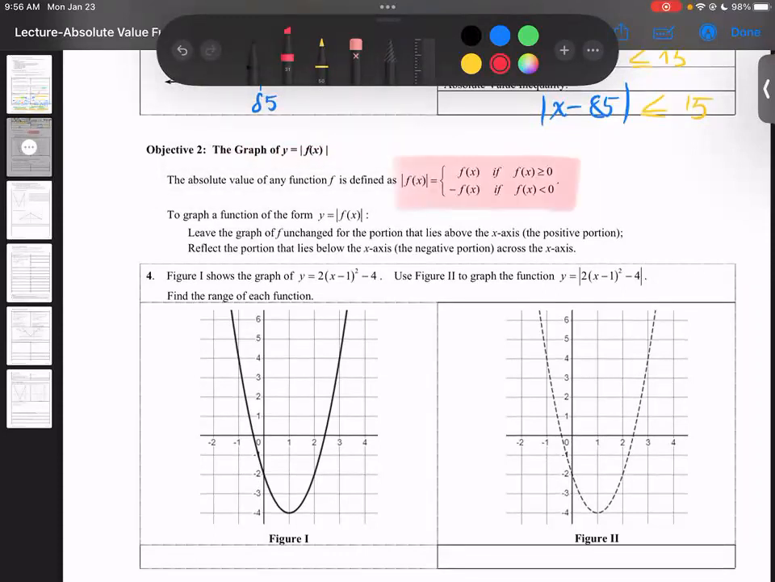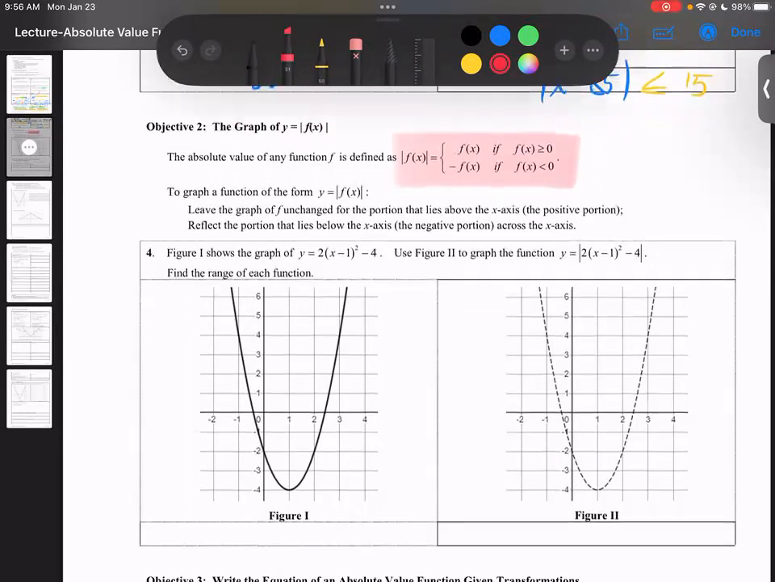Same thing with the absolute value of a function: it is f of x if the function stays above the x-axis, and negative f of x if the function stays below the x-axis. It's negative. This is how we graph this. Step number one, you graph f of x.